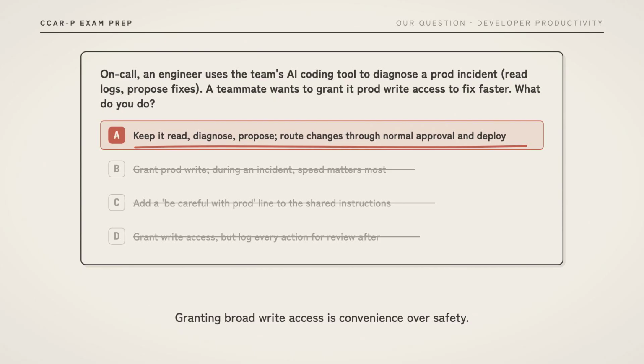Granting broad write access is convenience over safety. A "careful with production" note in the instructions is a prompt pretending to be a permission. And logging every action just records the damage after it lands, which is compliance theater.